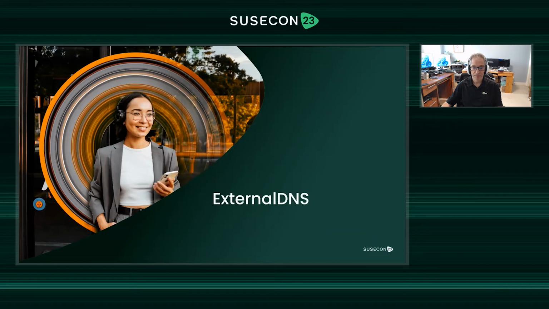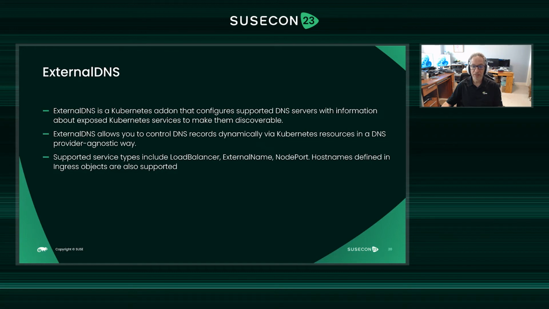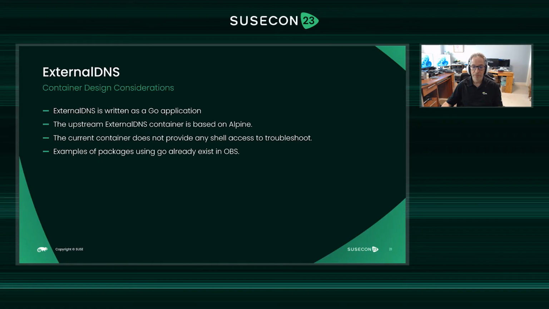External DNS. External DNS is a Kubernetes add-on that allows the creation of dynamic host names from Kubernetes ingress objects and certain service types. It supports integration with a wide variety of DNS providers and servers. External DNS is a Go application.